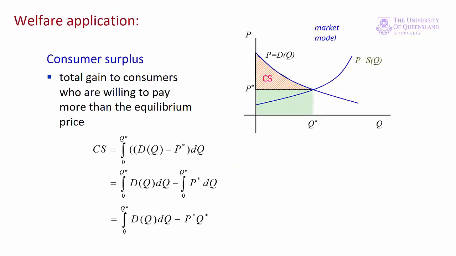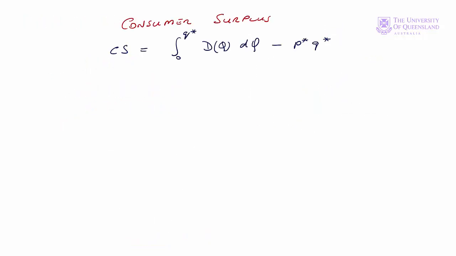Recall that to find the consumer surplus, we take the area under the demand function from 0 to Q star. That's this integral here. And then we subtract the green rectangle, P star times Q star. Consumer surplus is the integral from 0 to Q star of our inverse demand function minus P star times Q star. That's the integral from 0 to 8 of 90 over Q plus 2 dQ minus 8 times 9.